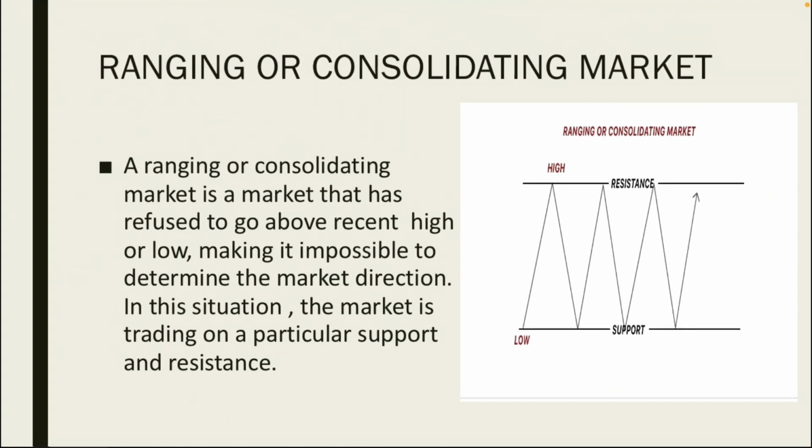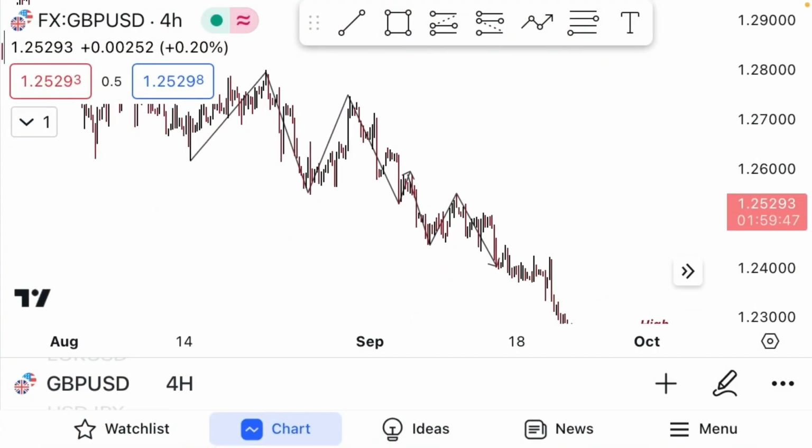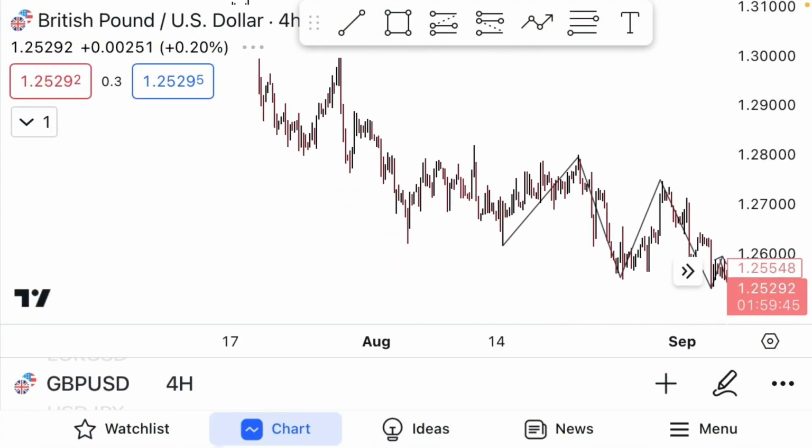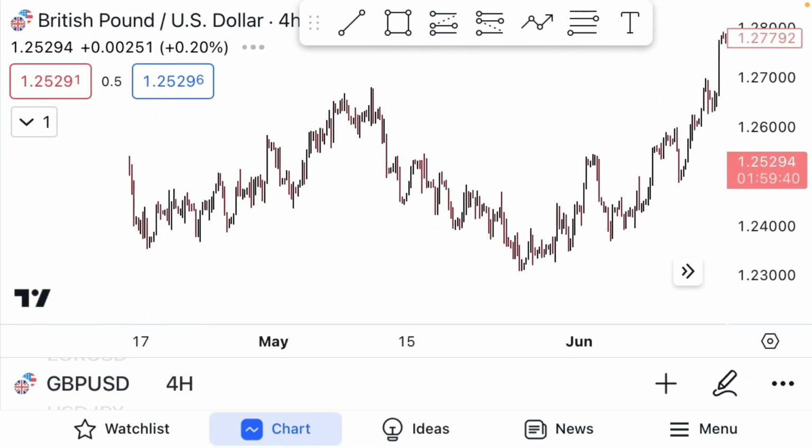Let's go into the chart and see some of these things. Okay, let's look for a consolidating market, and I will have to go far to see that a little bit, because all these ones are just mere trending market.